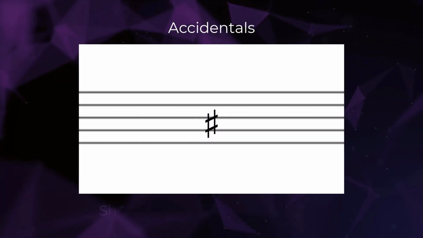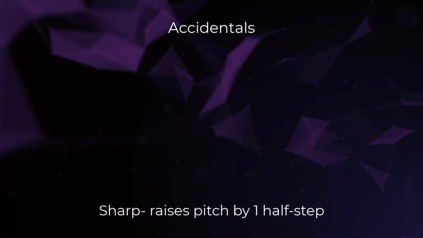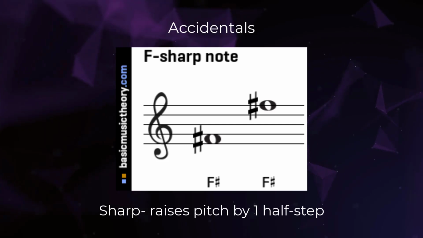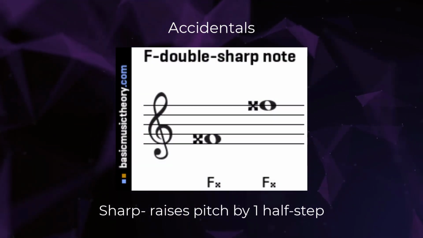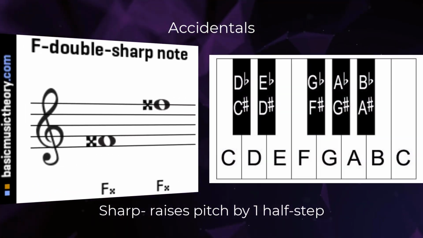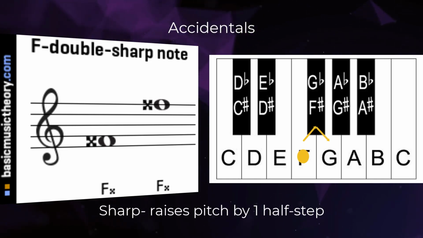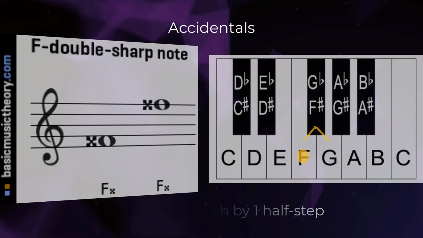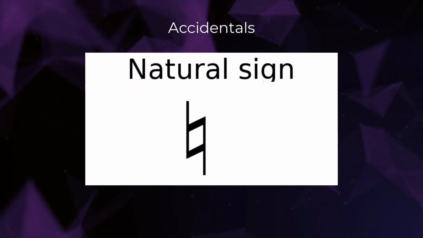This is a sharp, which raises a pitch by half step. If we begin with F sharp and place a second sharp next to it, it becomes an F double sharp and looks like this. This means you would start at the key F and go up two half steps to play the F double sharp. The final accidental is trickier and is known as a natural.